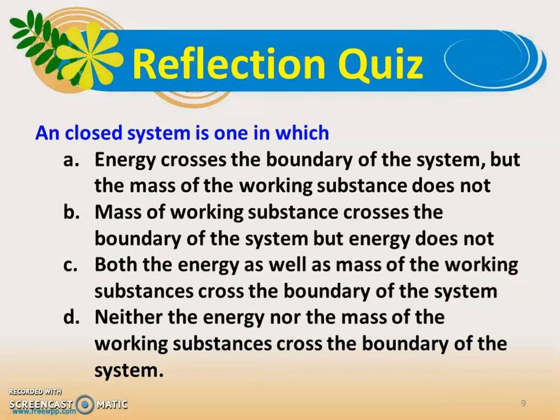Now you look at the question. A closed system is one in which, what is a closed system? From the four options given here, you take some 30 seconds, find the correct answer. What is the closed system? So if you are able to select option A, energy crosses the boundary of the system, but mass of the working substance does not. Mass of the working substance remains constant and it is not crossing the boundary of the system. Then it is called a closed system.